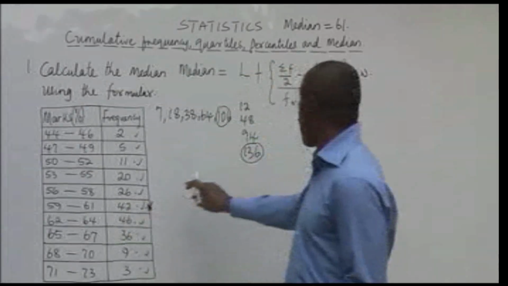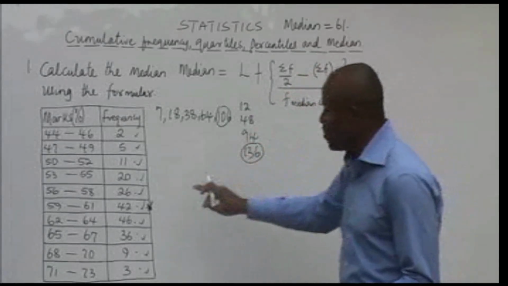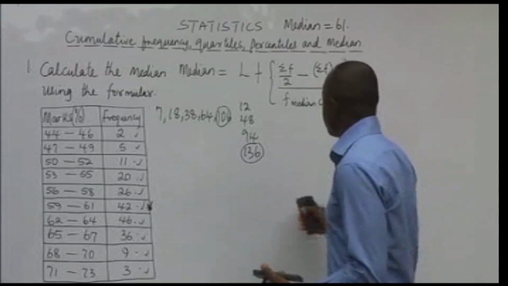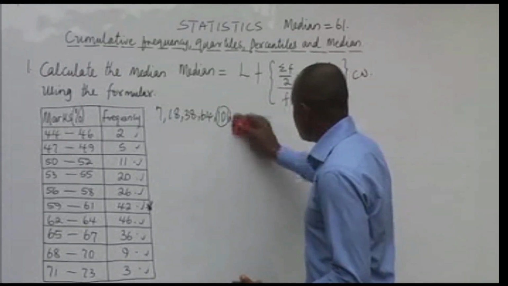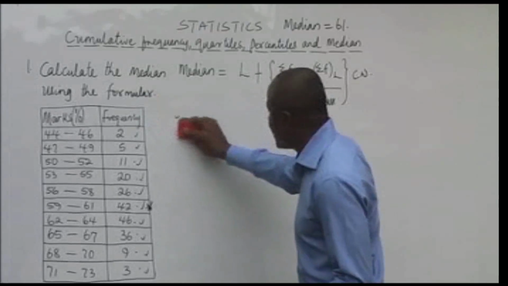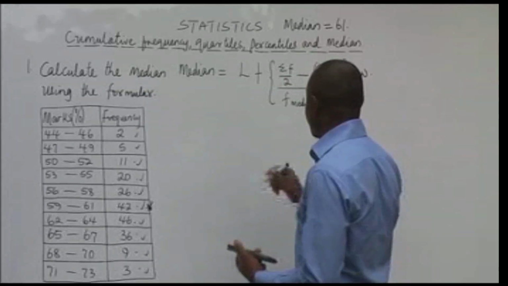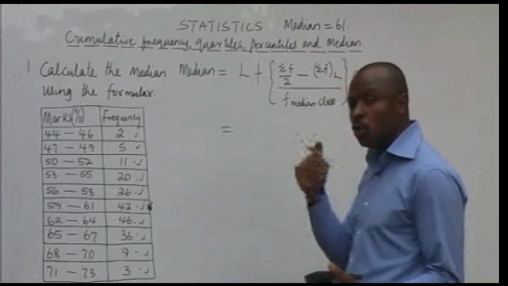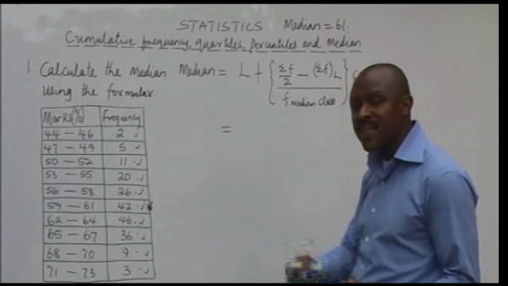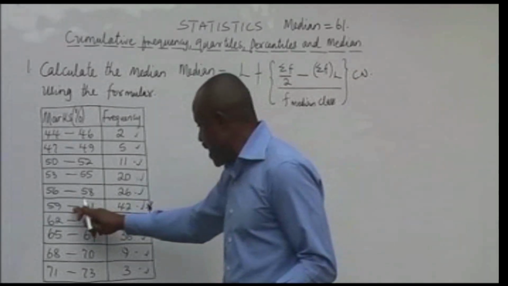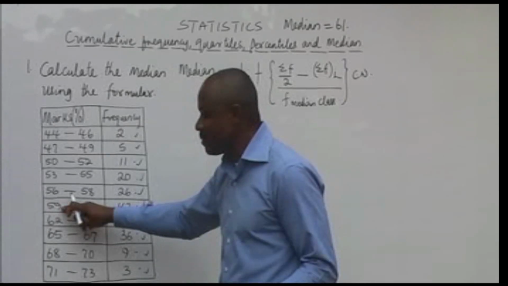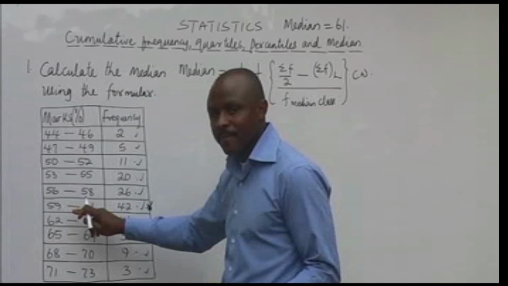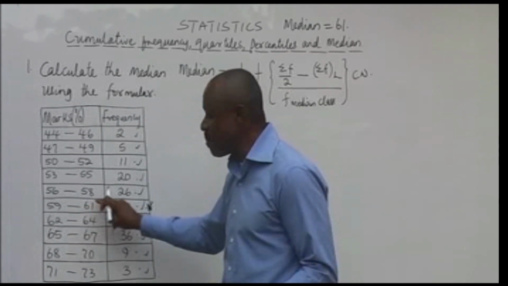So whatever we want to do with the formula that is connected to the median class will come from here. So we clean off this. I used this to teach you how to find the median class. So our median, that's L. I told you that this L is the lower class boundary of the median class. This is the median class. So the lower class boundary is going to be 59.5, because the higher is going to be 61.5.